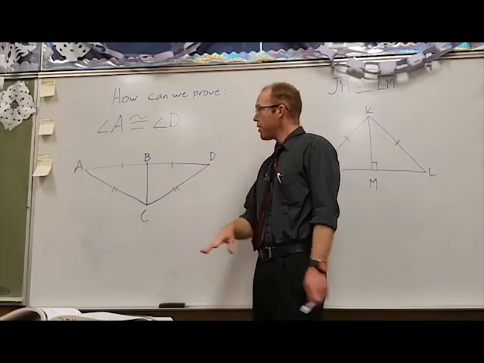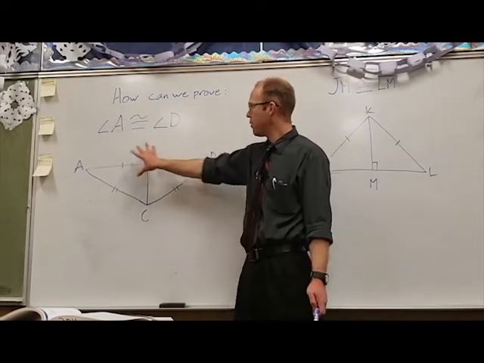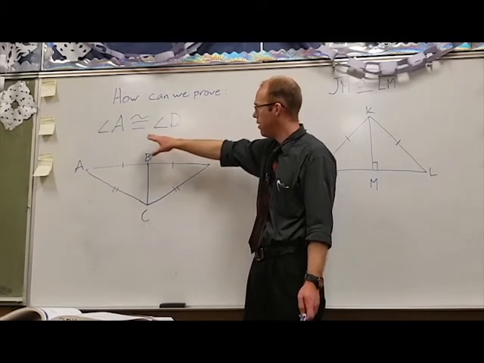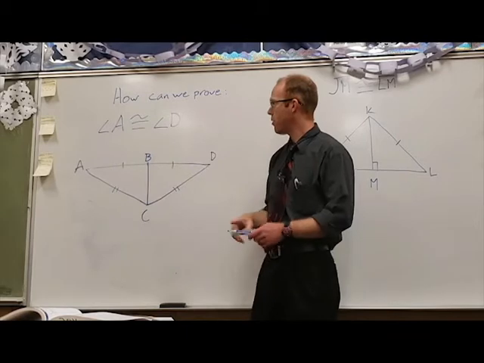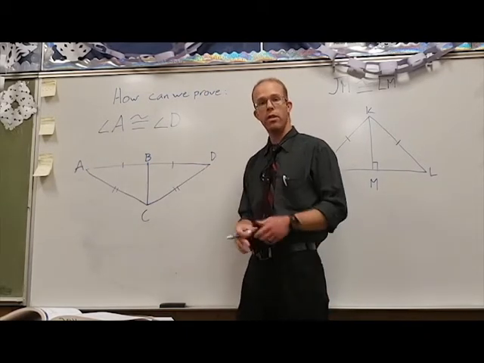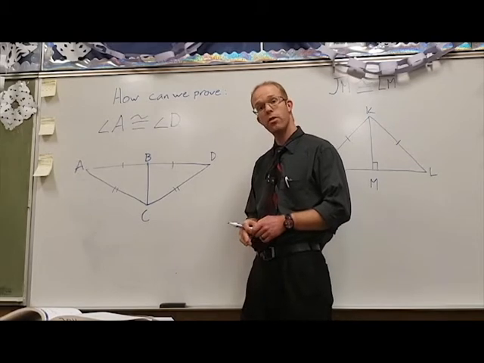Here's an interesting task for you. We are asked to take a little bit of information here and prove some additional information right there, namely that angle A is congruent to angle D. Angle A is here and angle D is over there. Now we're going to use congruence of triangles to show this.